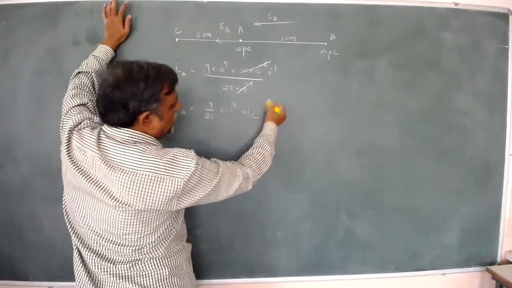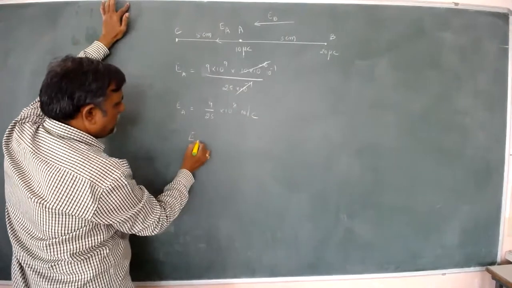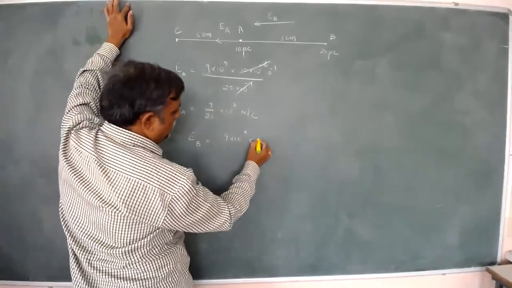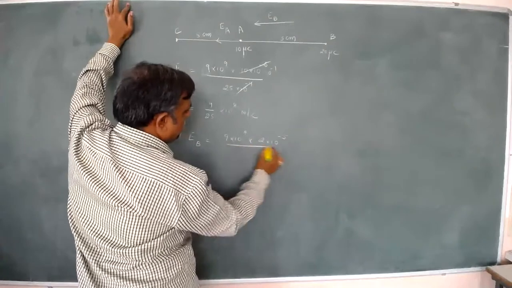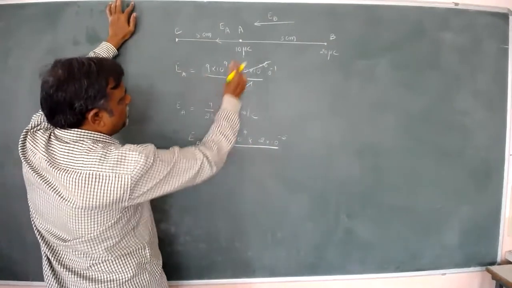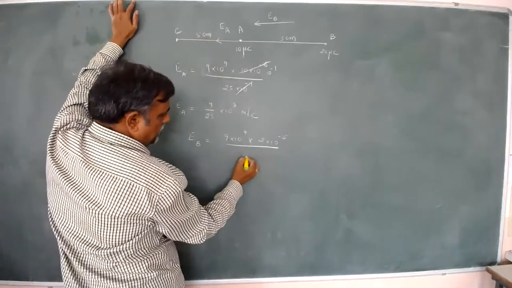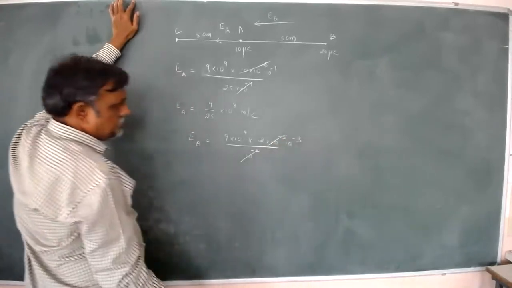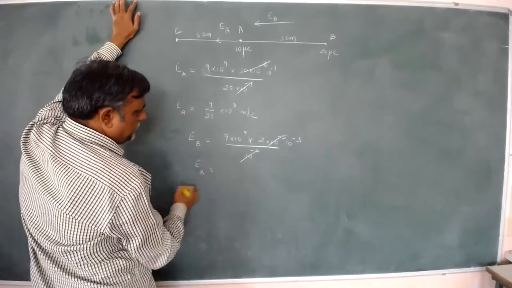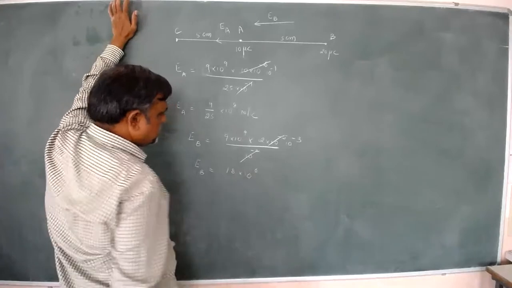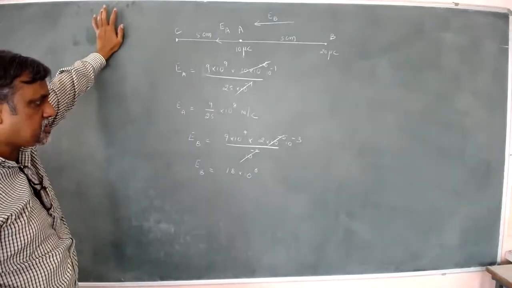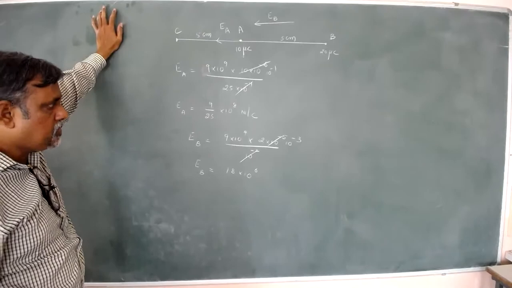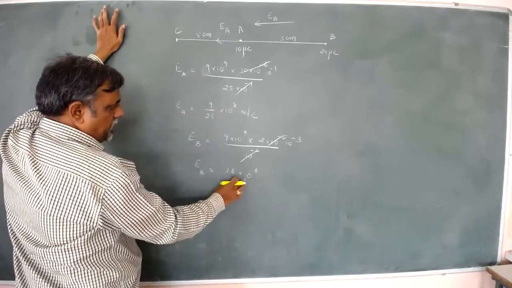Now coming to the electric field due to B at this point C, what will be the value? 1 by 4 pi epsilon naught, 20 into 10 power minus 6, divided by, what is the distance now? 5 plus 5, 10 centimeters, 10 power minus 2. So this becomes 10 power minus 3. So the intensity of electric field is 18 into 10 power 6. Now, this is 10 power 8, this is 10 power 6.